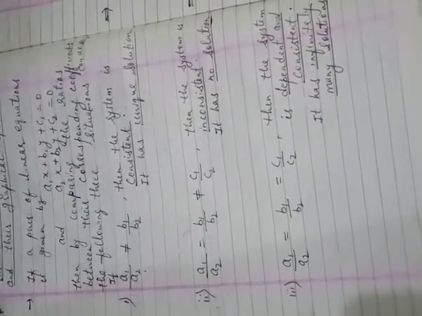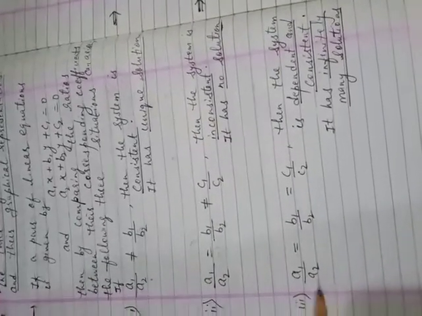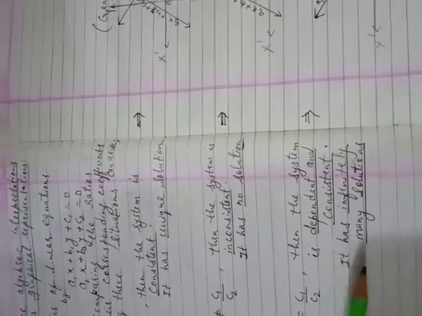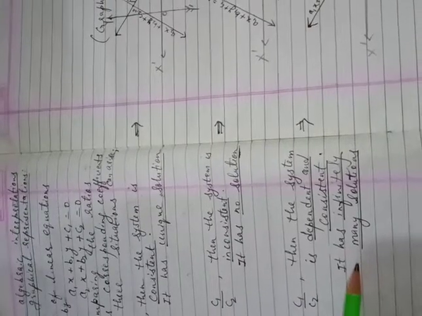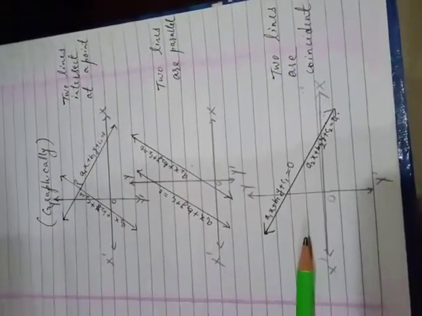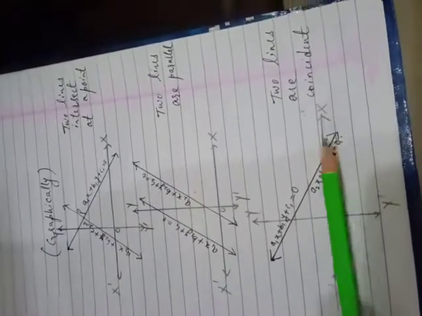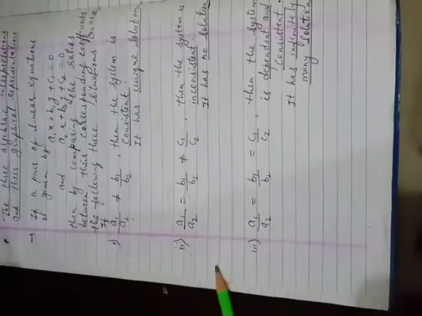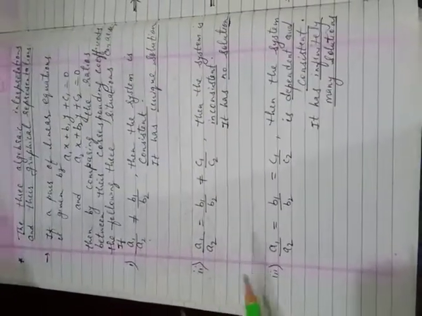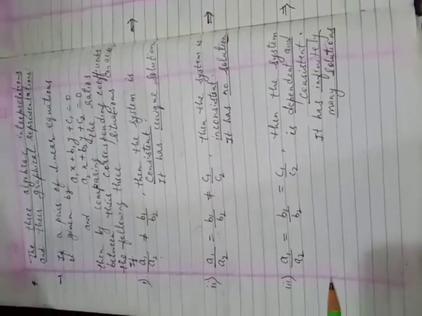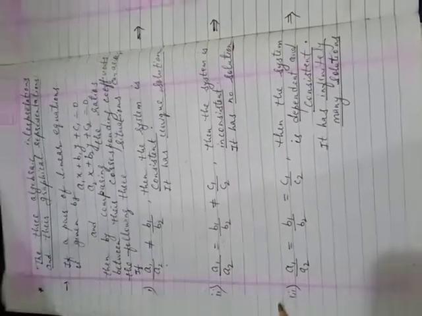The third condition is a1 upon a2 equal to b1 upon b2 equal to c1 upon c2. Then this system is dependent and consistent. That means it will have infinitely many solutions. The graphical representation tells us that the two lines are coincident lines. So these are the three conditions which you need to memorize for the next class before starting with the solving of the exercises. Thank you.